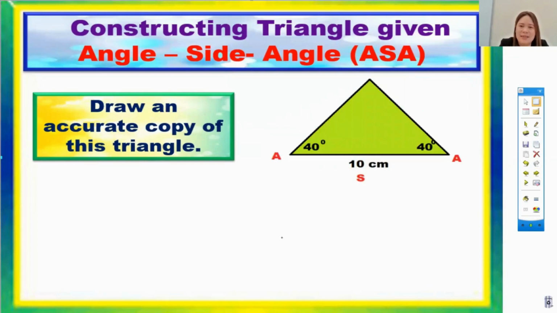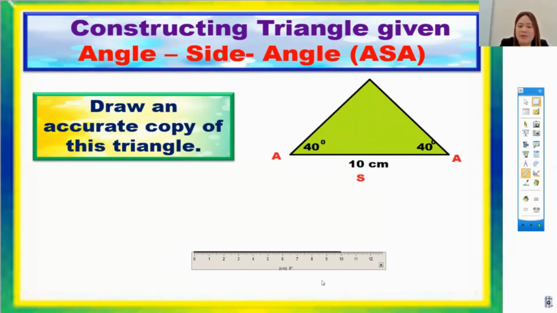So let's have another one here. You are asked again to draw an accurate copy of this triangle. So you are given here angle, side, angle. The side is again included between these two angles. Since the given side is 10 centimeter, we will start drawing that side using a ruler, of course. So from 0 to 10 centimeters.